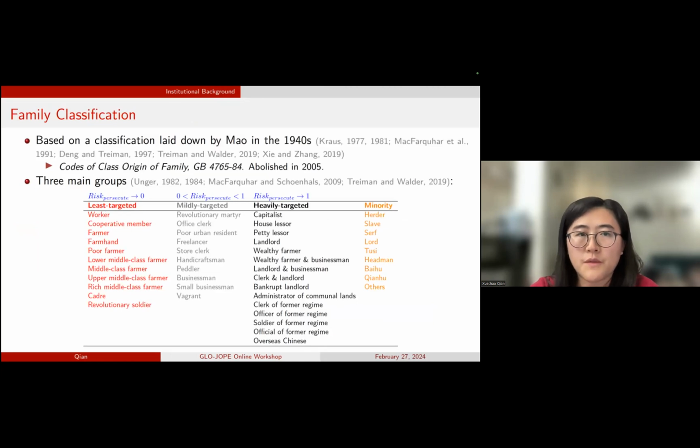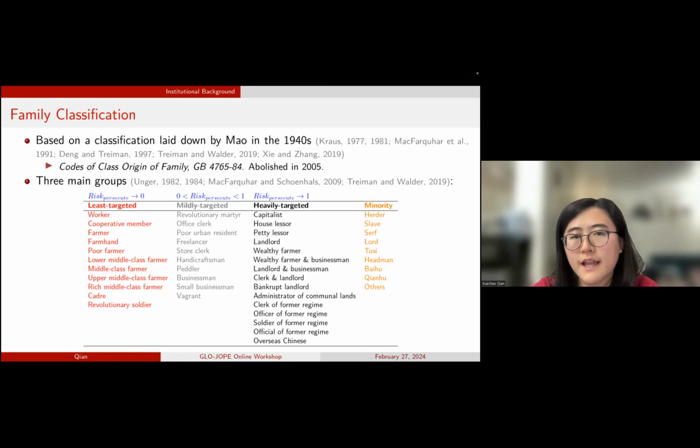Basically, it can be reflected from this table. There were administratively defined family classes, laid down by the central power since 1940. Historically, people usually classify those classes into three main groups. We can see here I have grouped them into three main columns. Based on which group it is, we can get a sense of the level of risk of facing persecution, from the least targeted to the most heavily targeted.